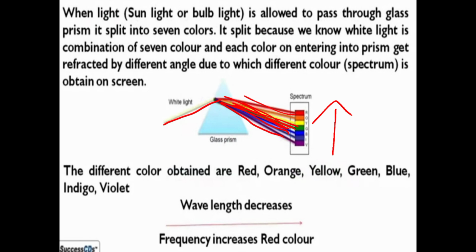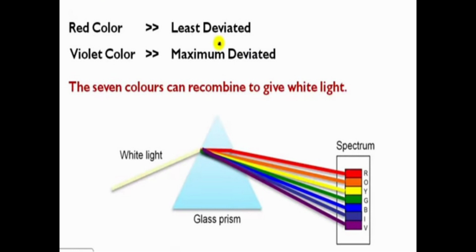Okay, so the band of the colored components of a light beam is called its spectrum. As I told you, these 7 colors we term as spectrum, or this splitting of light into colors, this band of colors we call the spectrum. Now see here, red color is least deviated and violet color is the maximum deviated. As we can see clearly, this red color is least deviated and violet color is most deviated because it reaches till the end.